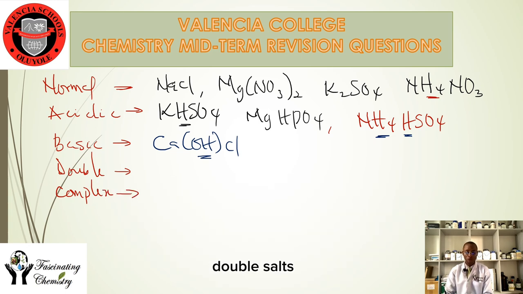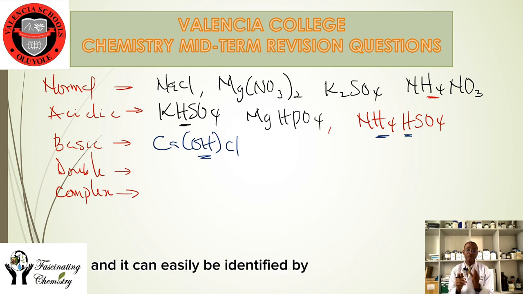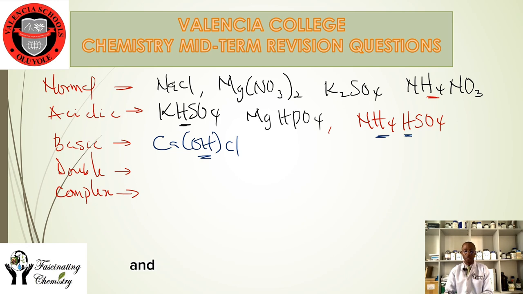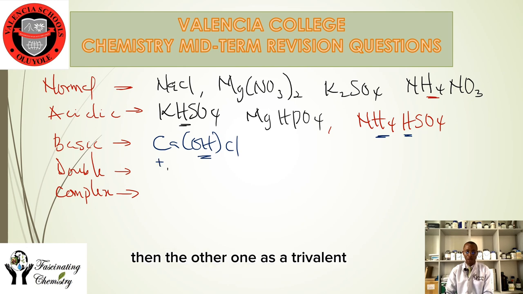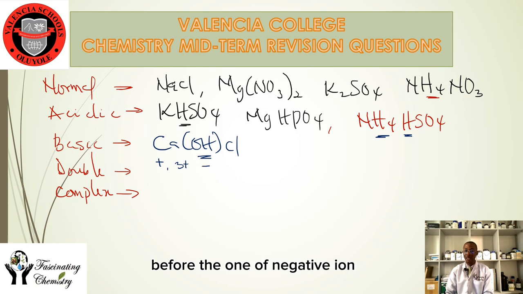Now double salts is always when you have two normal salts crystallizing together in the same solution, and it can easily be identified by having two cations at the beginning of the formula of the compound, then followed by an anion. And the two cations at the beginning is always one with a monovalent ion, then the other one with a trivalent ion, before you now have the one with a negative ion.